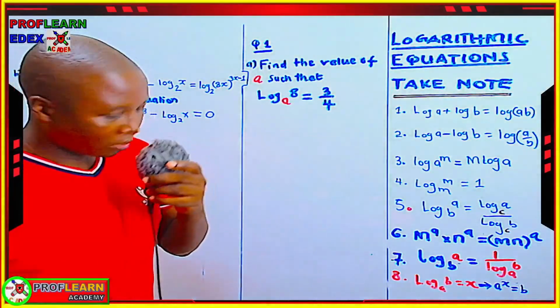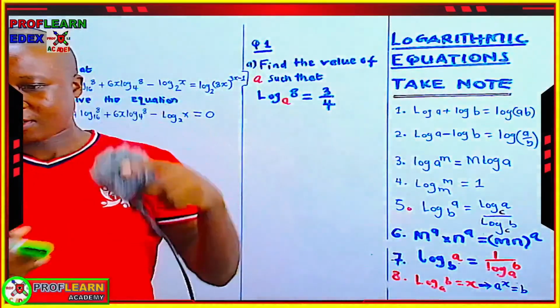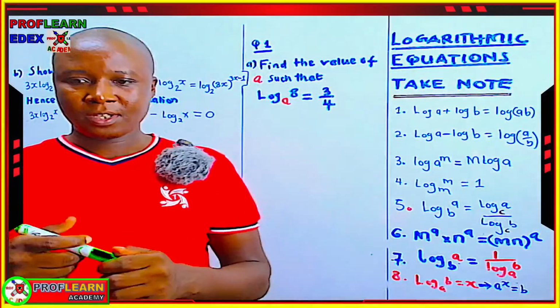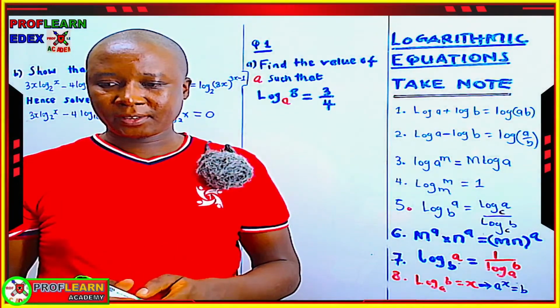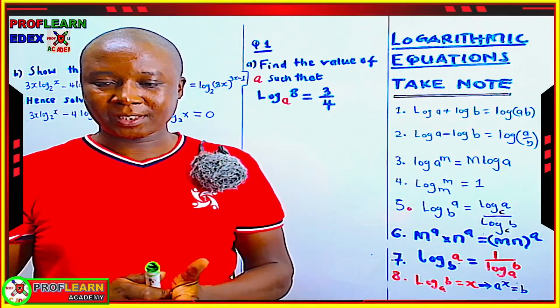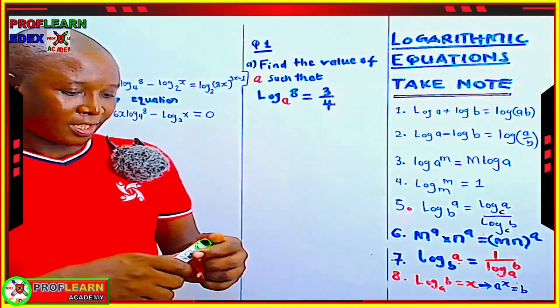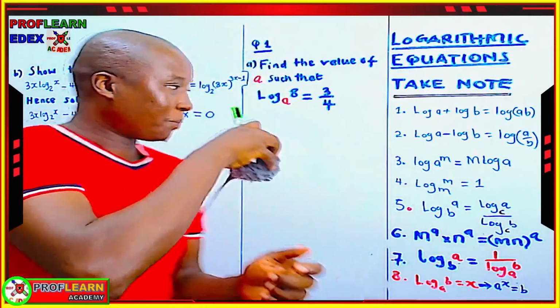Now, let's look at the first question. We are told to find the value of a such that log 8 base a equals 3 over 4. And we are going to follow step by step on how to approach that.